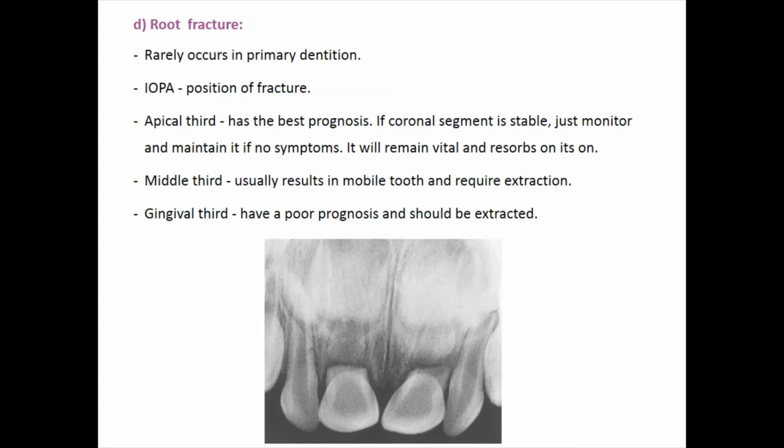If the fracture line is in the middle third, which usually results in the tooth being mobile, you need to extract. If the fracture line is involving the gingival third, then it has a poor prognosis and it should be extracted.